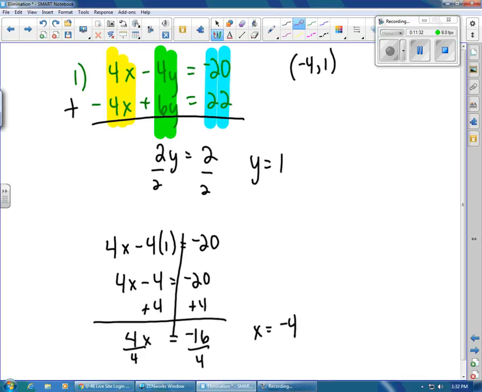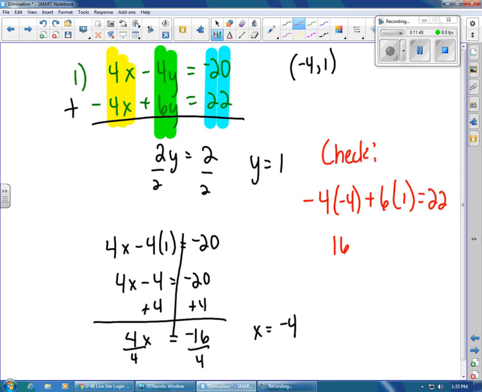And again, I can check using the other equation. Negative 4 times negative 4 plus 6 times 1, is that equal to 22? Negative 4 times negative 4 is going to be a positive 16 plus 6 equals 22. 16 plus 6 is 22, and 22 does equal 22, so it works.